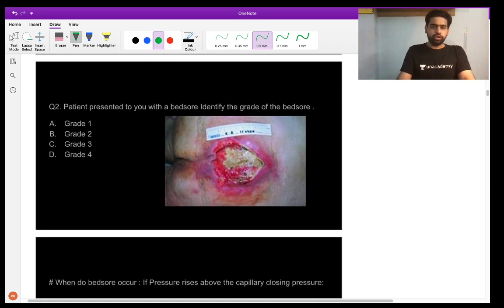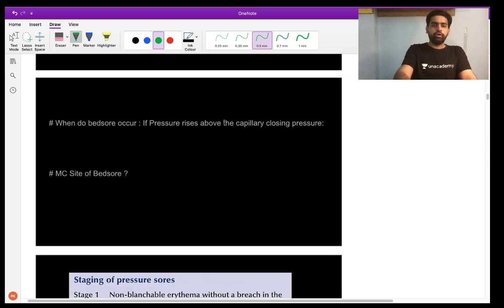Moving on to the next question, again a very simple question. Patient presented to you with a bed sore, identify the grade of the bed sore. So what is the grade of this bed sore? This is grade 4 because you can see the underlying bones. Now let us have a talk about bed sores.